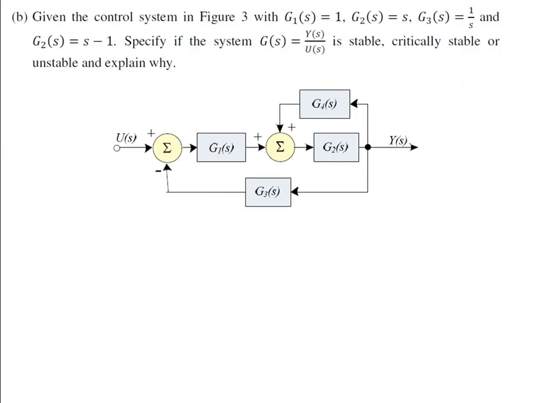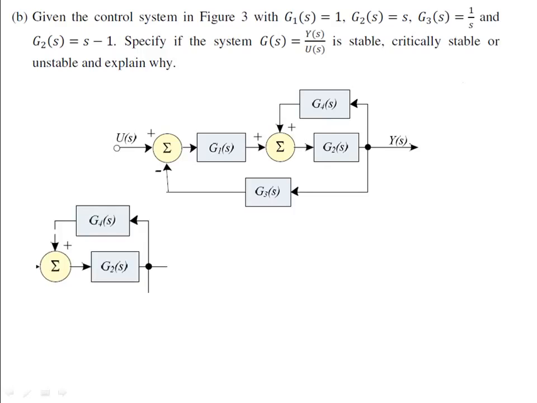For part B, we are looking for the simplified transfer function from Y(s) over U(s). To simplify this block diagram, we first look at the feedback loop given here between G2(s) and G4(s). If we consider this a positive feedback loop, the equivalent transfer function will be G24 equal to G2 over 1 minus G2 G4.